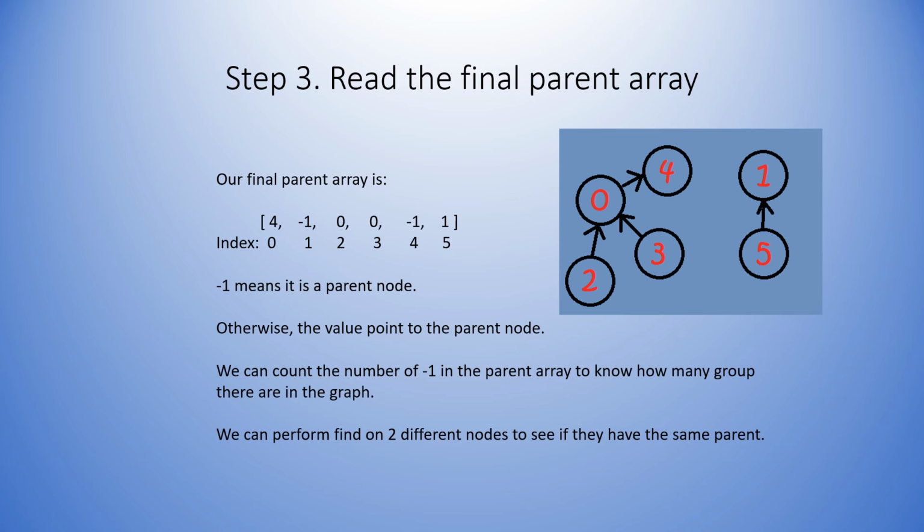After we performed find and union on all the edges, our parent array turns into this. The value of a node is the index of its parent node. If the value is -1, it is a root node itself. Now, by using this parent array, we can know the number of disjointed sets in the graph. Since there are only 2 minus 1 in the parent array, there are 2 disjointed sets in the graph. We can also figure out whether or not 2 nodes are in the same set by performing find on the 2 nodes. They belong to the same set if and only if they have the same root node.